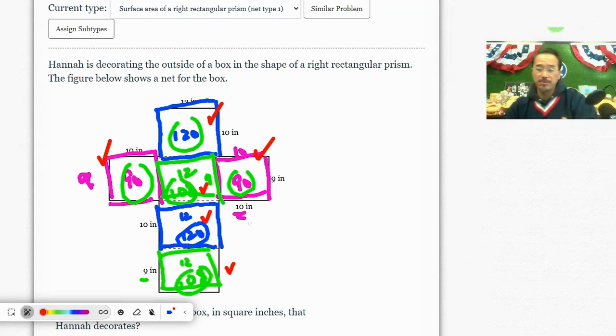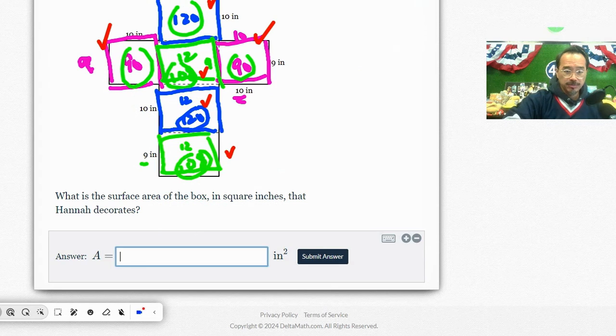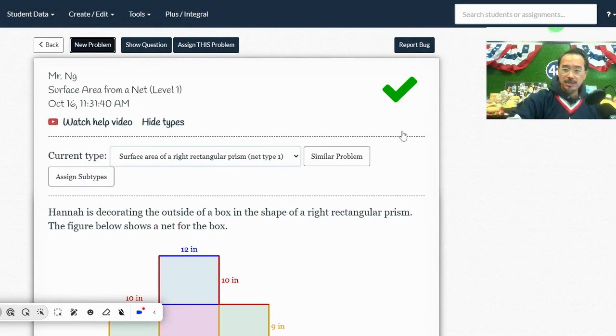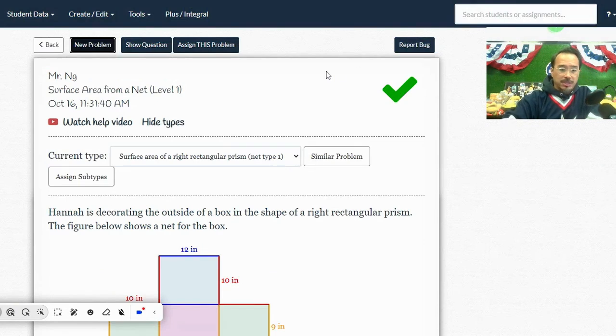Okay, there are numbers before that. So I'm going to press enter, and 636. All right, interesting number. So 636, let me put that in. Submit. And voila, that's it, okay? The explanations are really good, by the way. I like the way they organized it.